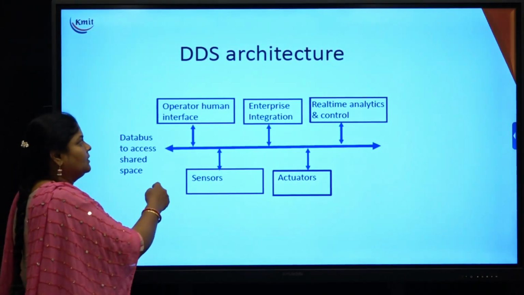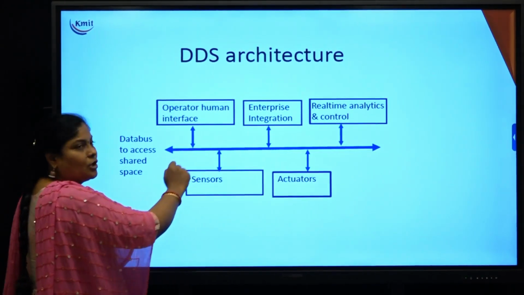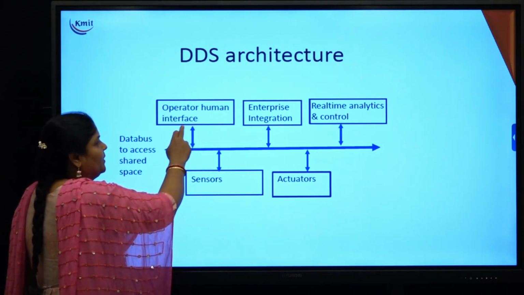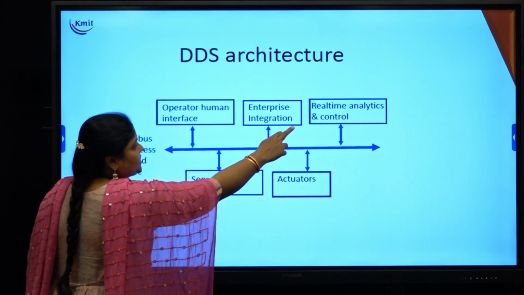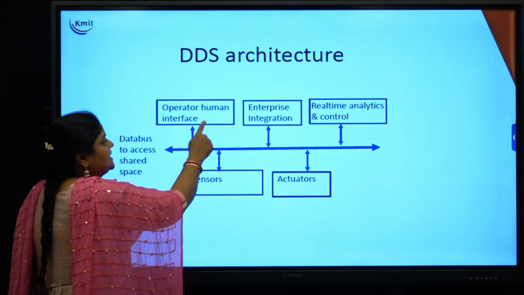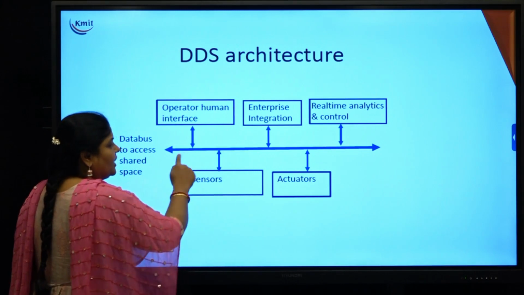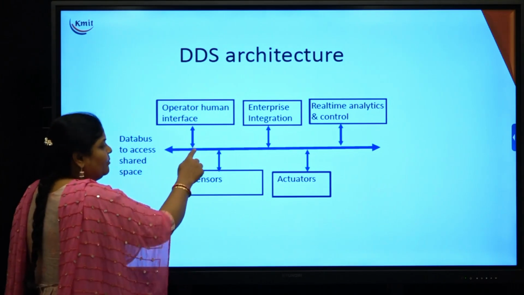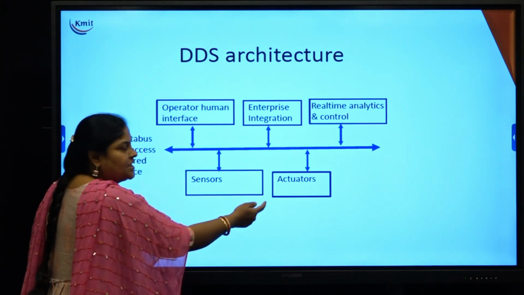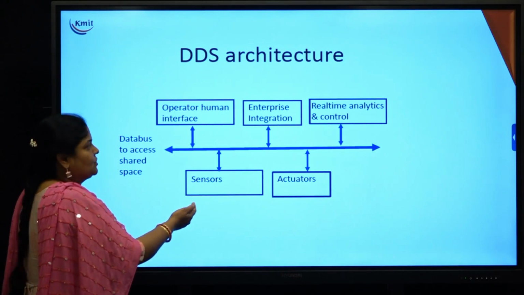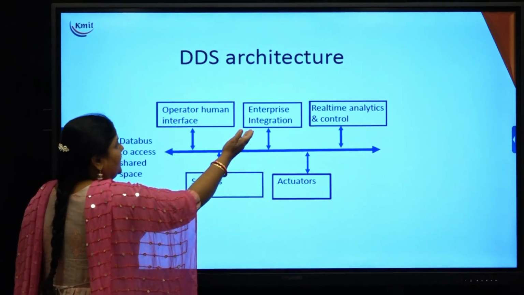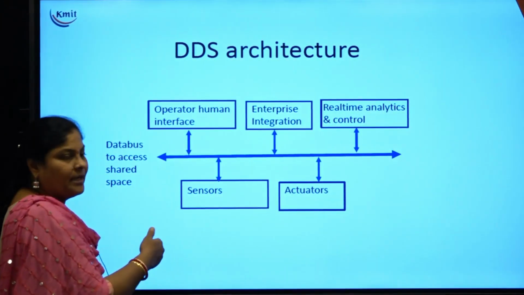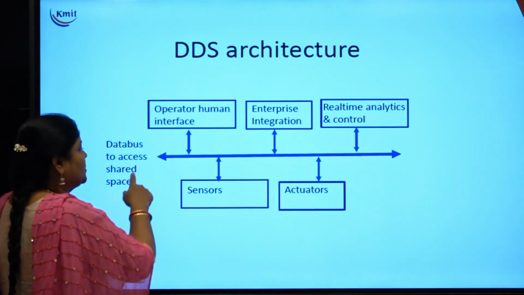So, the DDS architecture should also be explained before going to the next topic. The architecture here has operator human interface, enterprise integration, real time analytics and control. That means these are all the applications, and this line is called the data bus. Above the data bus are different types of applications. Below the data bus are sensors and actuators which work according to the data passed to them. So, if you want to integrate some operations or real time analytics, which you want to see on our monitor, you can use sensors and actuators through this data bus.